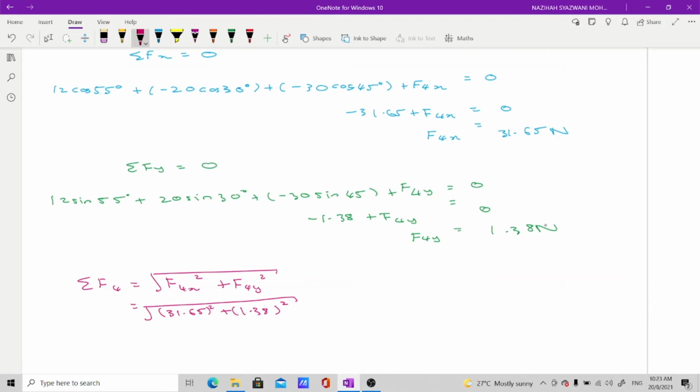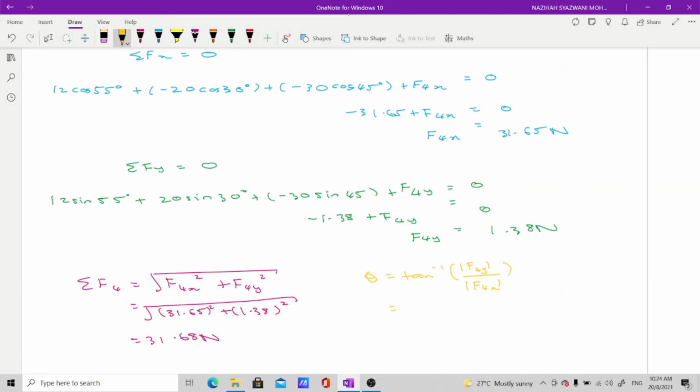So you should get, the answer is 31.68 Newton. So let's determine the direction. For the direction, we are going to use the formula theta equals inverse tangent of the modulus of Fy over the modulus of Fx.